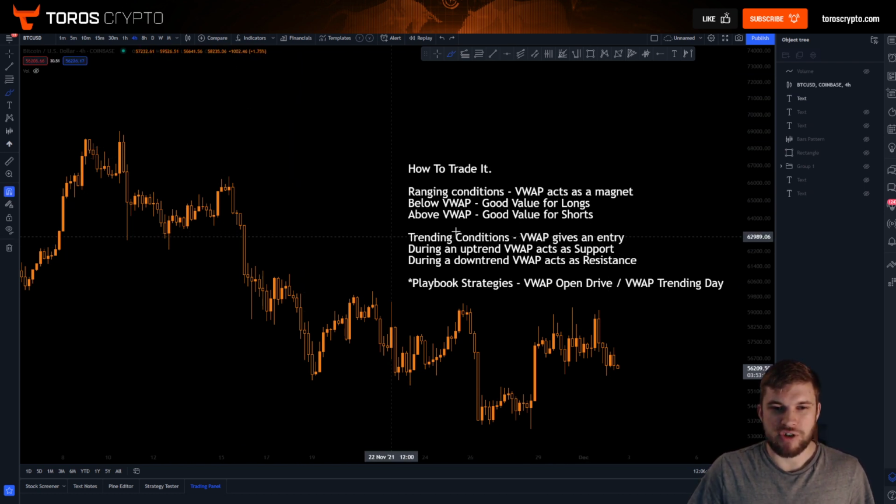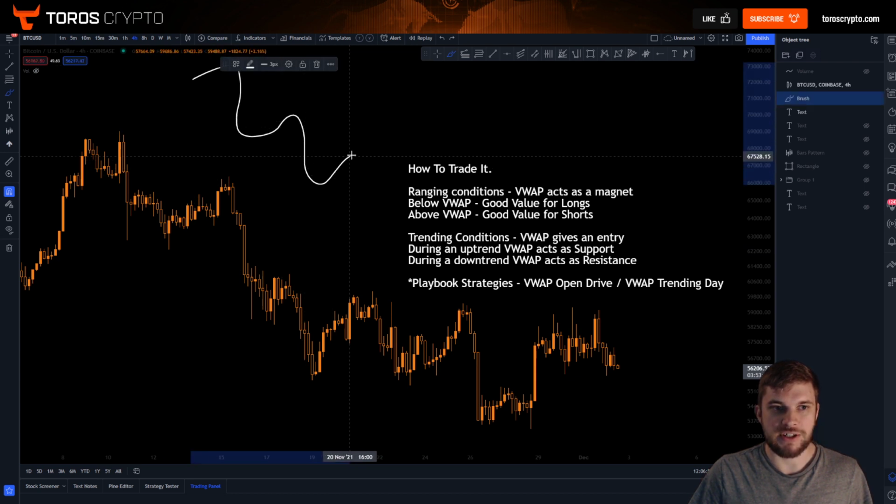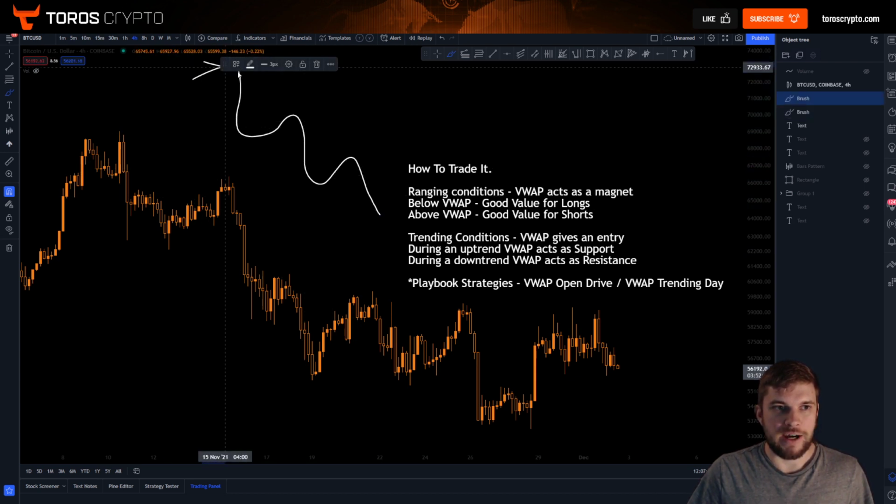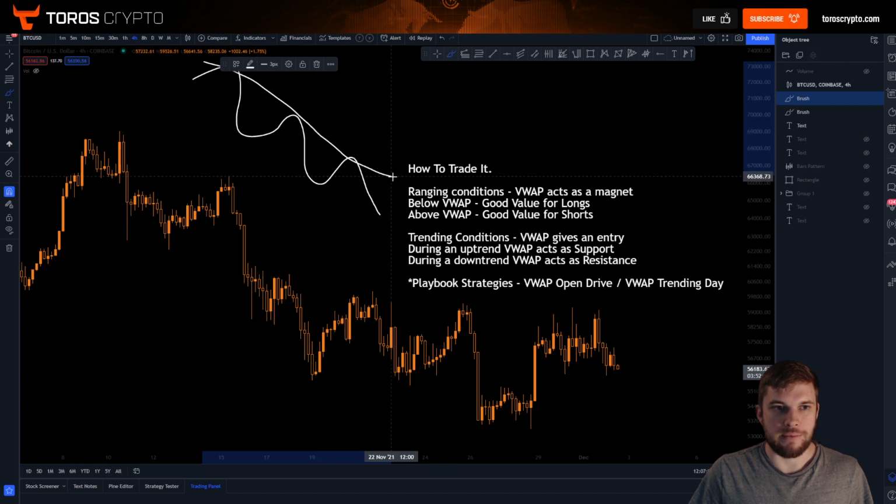Now, during trending conditions, VWAP gives a good entry. If we're looking at trending conditions coming down, what you'll often find is your VWAP is doing something that looks a little bit like this. You can see here a clear downtrend: lower high, lower low, lower high.